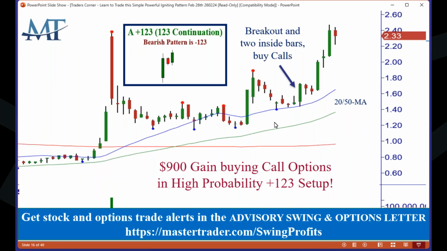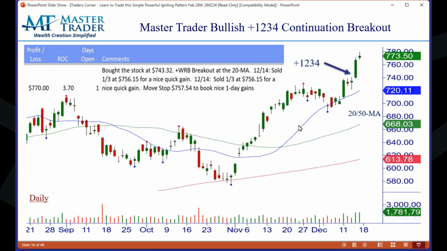Here you go. It came in, it's bobbling around on the 20. Wide range up, 2 inside bars. You're in business. We bought call options on this, made 900 bucks. Look, that's a $2 stock. I don't care what the price is. I don't care what the instrument is. I don't care what the time frame is. These patterns we teach apply to anything.